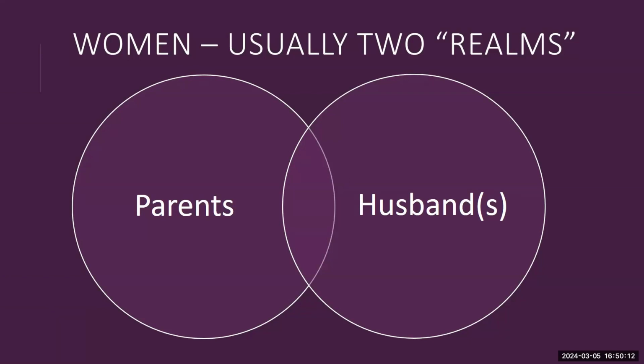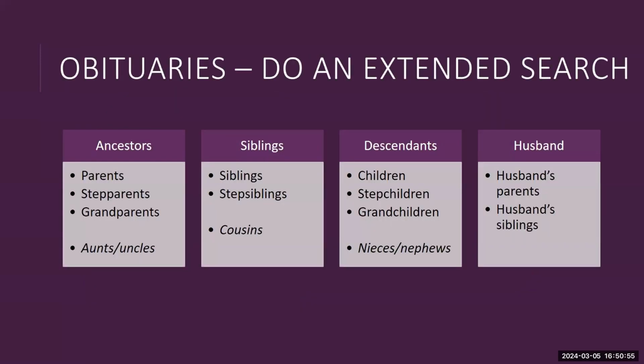Historically, women are usually part of what we'll refer to today as realms. Women are first part of their parents' household, generally having their father's surname, and then move to a husband's household with his surname. When beginning to research a female, we often only know one of her surnames, and it can be tough finding records to link her to the second surname. Obituaries are key records to make those connections.